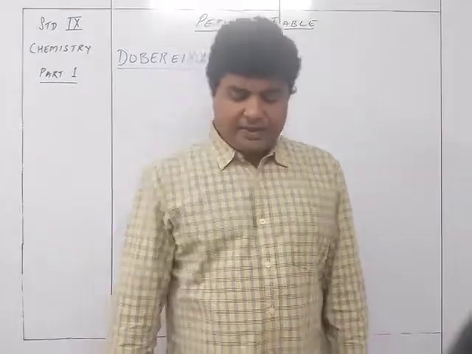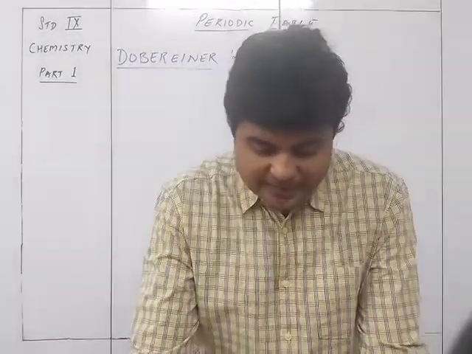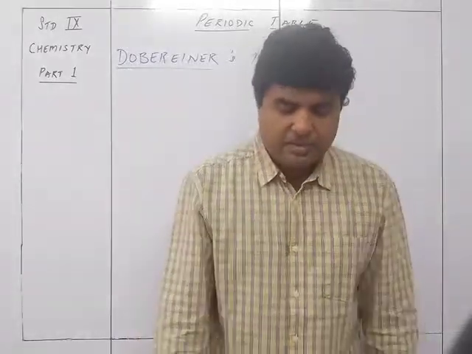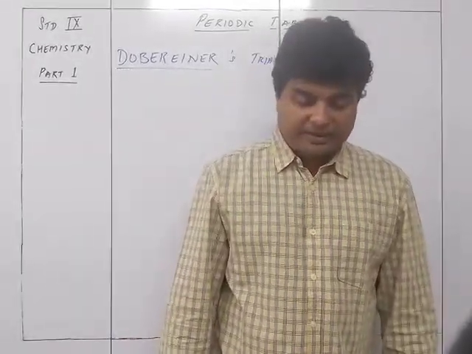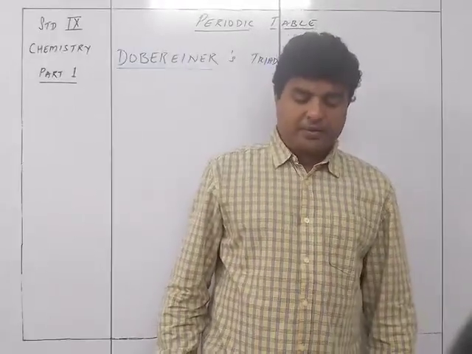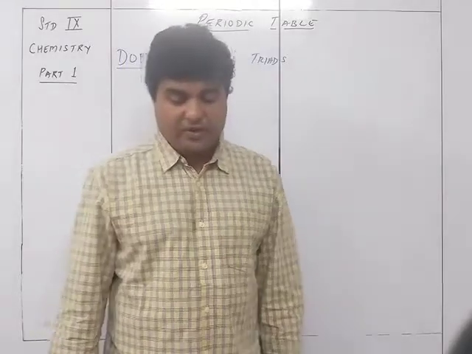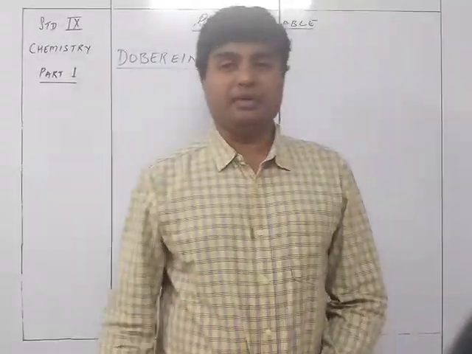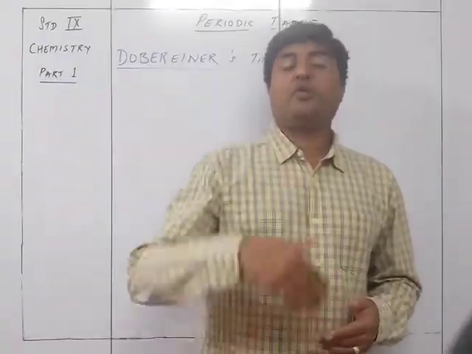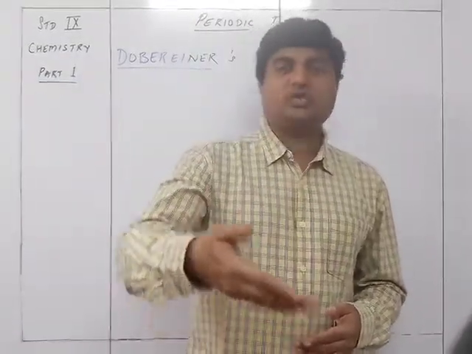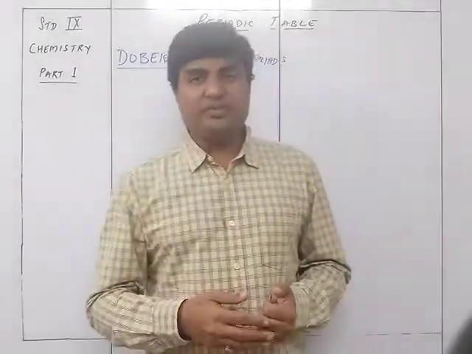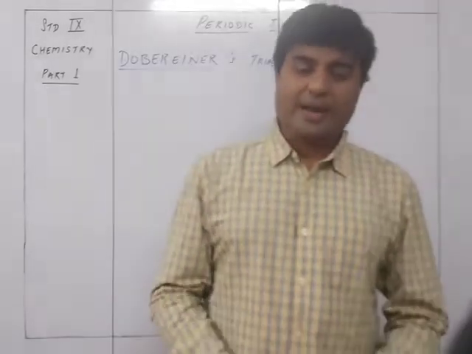Moseley in 1912 arranged elements in increasing order of the atomic numbers and found that atomic number is a more fundamental characteristic of an element than its atomic weight. And he stated that properties of the elements are the periodic functions of their atomic number. So Moseley changed Mendeleev's periodic table from atomic mass to atomic number. So he said that it is the atomic number which is much more important for an atom rather than the atomic mass.